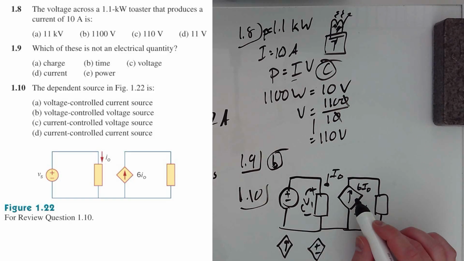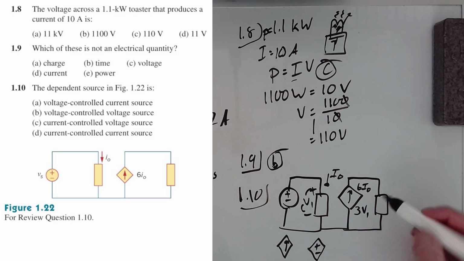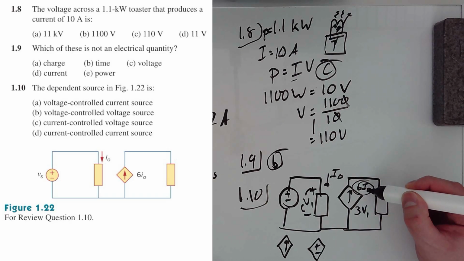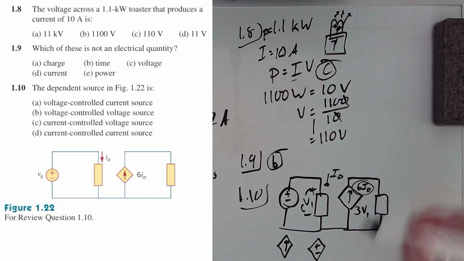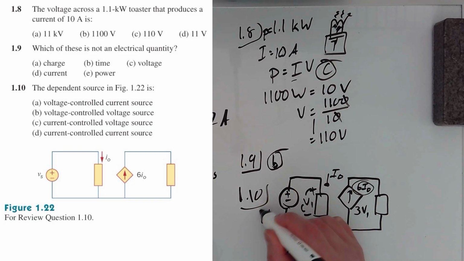So in that case, it must be a current source. So it is either A or D, because it has the arrow there. And because it is controlled by a current, it must be a current controlled current source, which is D. Easy peasy.